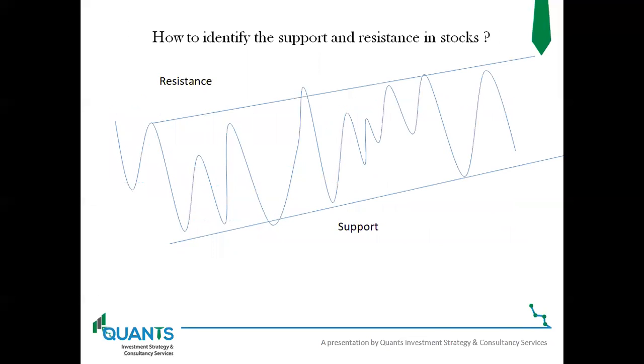Right. So next question is how to identify the support and resistance in the stocks. Resistance is something where, if you look here, each time the stock reaches this high and starts sloping down, this is considered a resistance line. Now if you look at the bottom, every time the stock reaches this place and bounces back, it becomes a support line. So this is called support, this is called resistance.